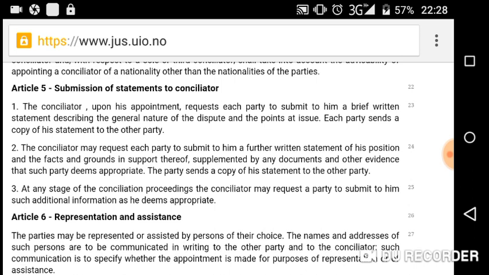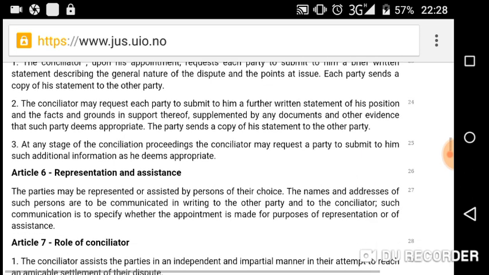Then, two, the conciliator may request each party to submit to him a further written statement of his position and the facts and grounds in support thereof. The word further is used here, meaning it is taken a second time. The written statement defines their position or facts or grounds, supplemented by any document or documents.